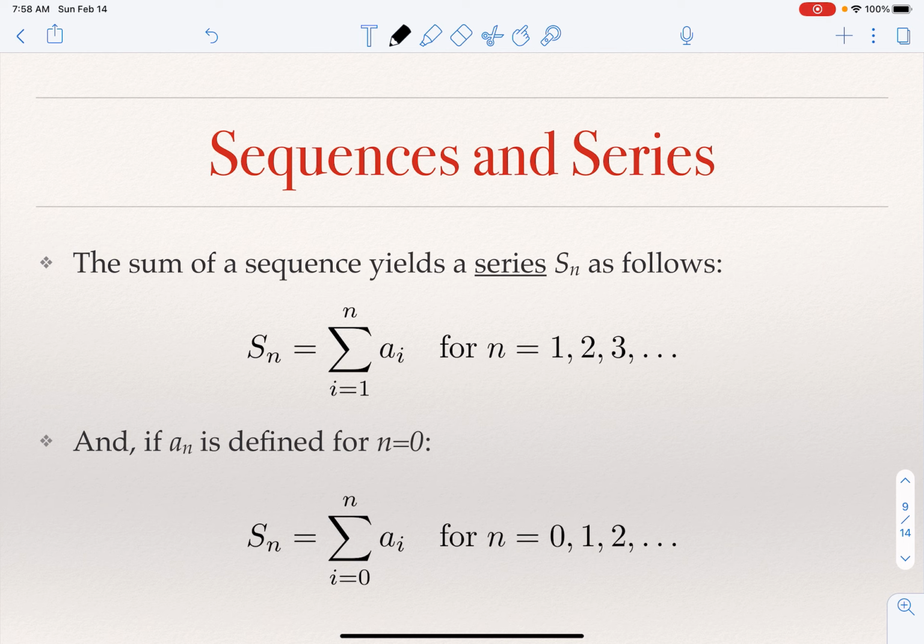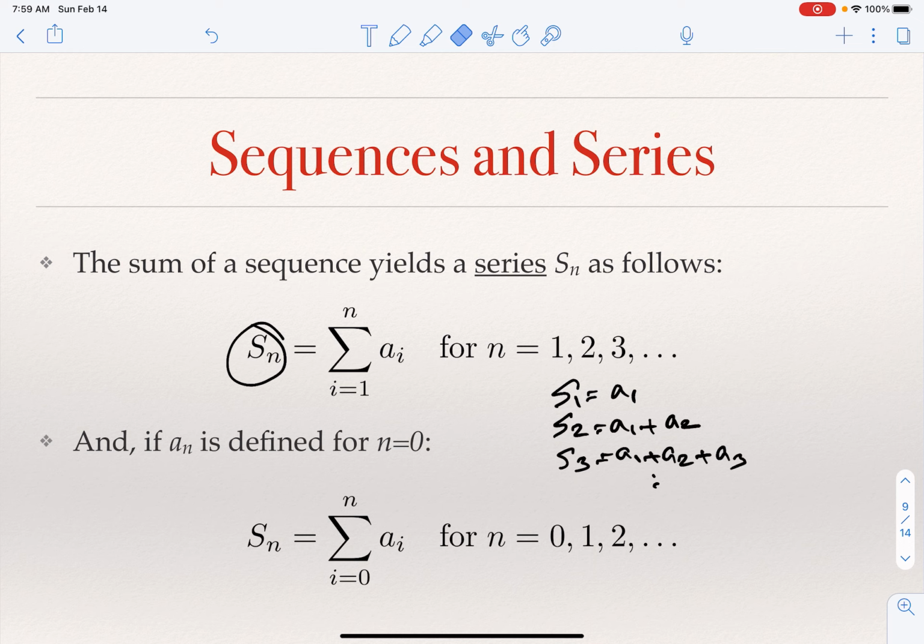Okay, so the sum of the sequences yield a series. So Sn here, this series, is going to be defined by the sum of the first n elements. So S1 is just A1. S2 is A1 plus A2. S3, A1 plus A2 plus A3, and so on. Okay? So we would be interested in finding this series. Okay, so the S1, S2, S3, and so on. Now we have a series defined by these terms, or by these summations, and we are interested in finding a formula and a solution for the general S sub n.